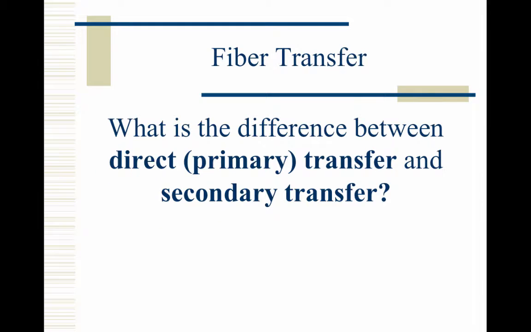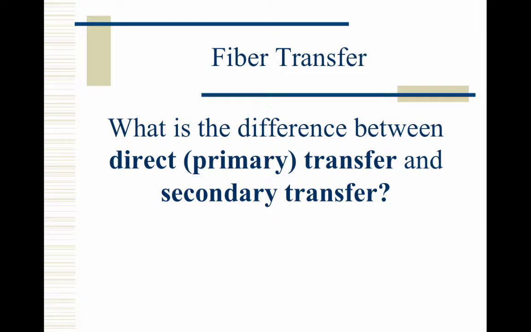So let's review from Chapter 3, our chapter on hair. What is the difference between direct, which is also called primary transfer, and secondary transfer? If you just think about what the meaning of the words are, it can help you figure that out. Direct transfer, or primary transfer, is when fibers are transferred directly from victim to suspect or suspect to victim. Fibers get transferred from the fabric of an individual's clothing to the clothing of another individual, much like hair.